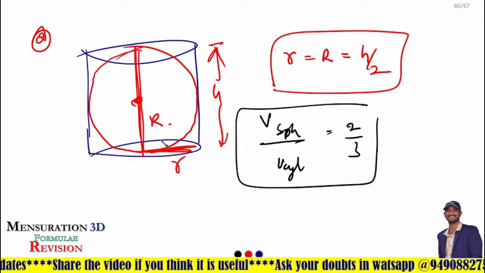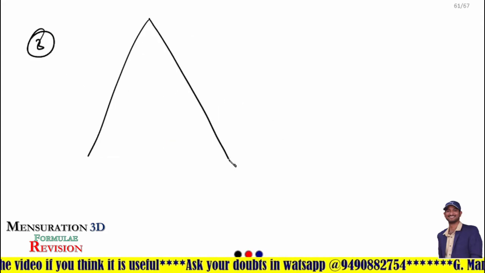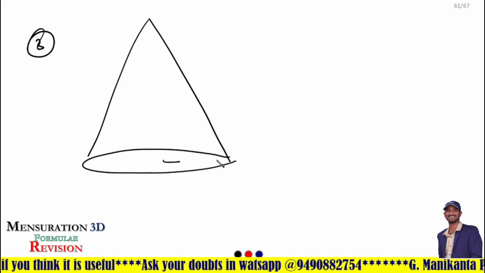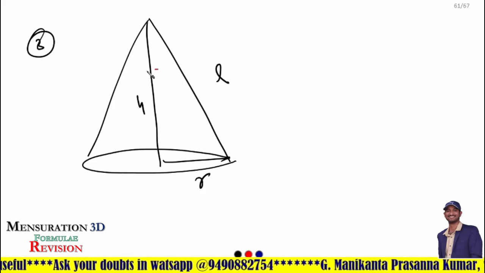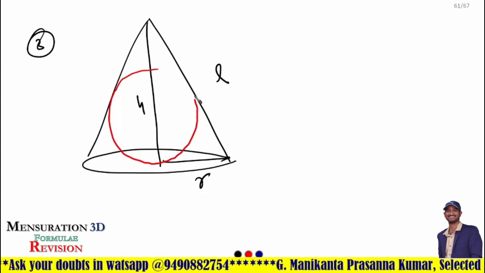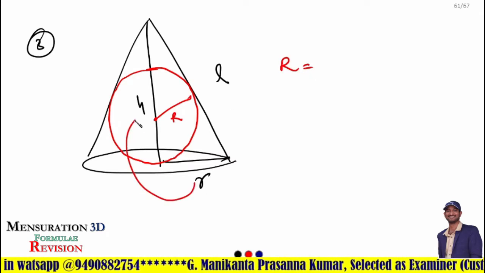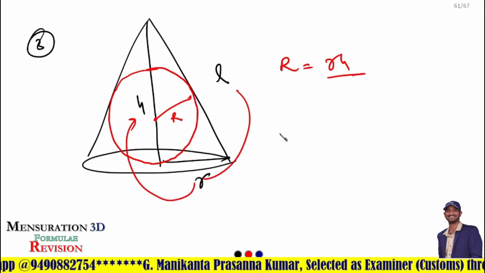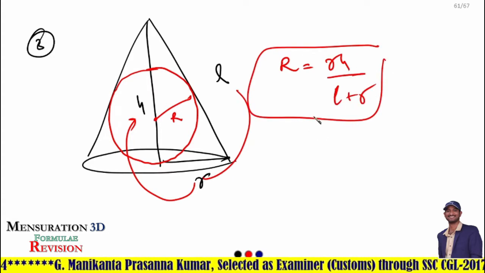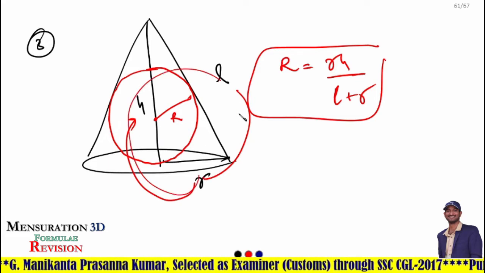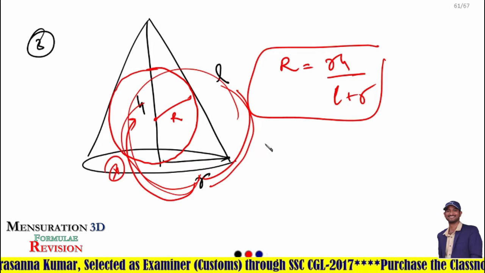Okay, next, third one, a sphere in a cone. There is a cone of dimensions r, h and l. A sphere of maximum volume is inscribed. Then what about the radius of this sphere? It is equal to r into h by l plus r. Very, very important. Please remember, in the clockwise direction, r into h by l plus r. One is product and another one is addition.